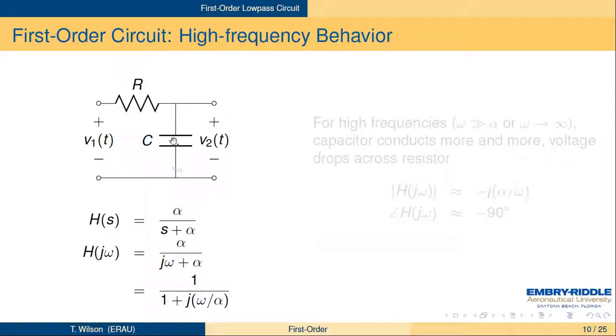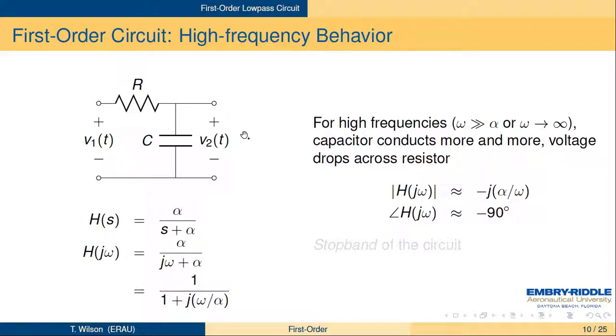And that means more current flowing through the resistor, and so more of the voltage can drop across the resistor. So for omega very much greater than alpha, or omega going to infinity, the capacitor conducts more. The voltage drops across the resistor.